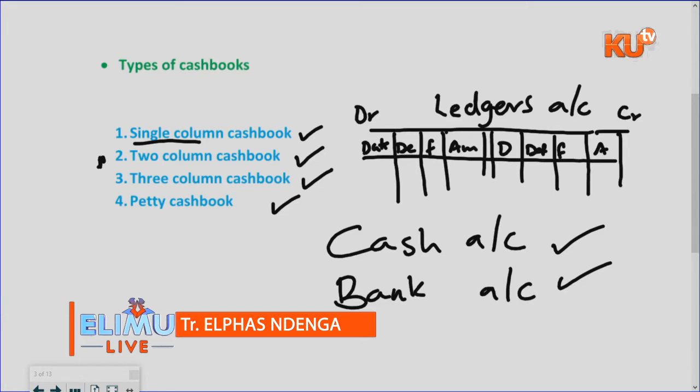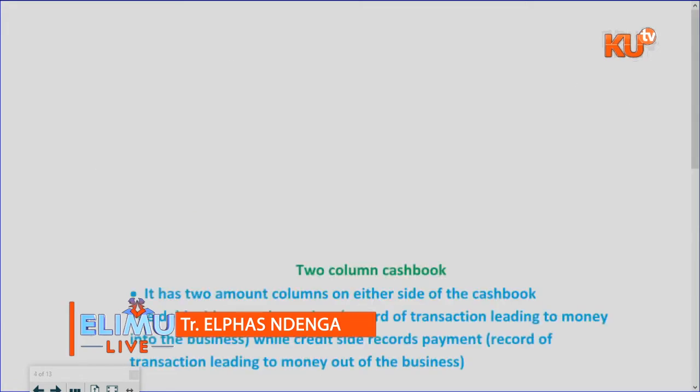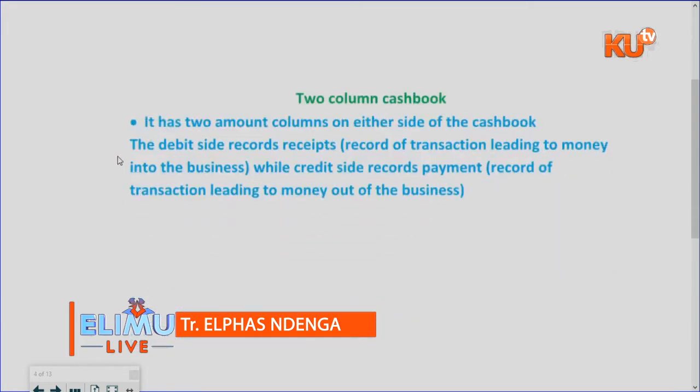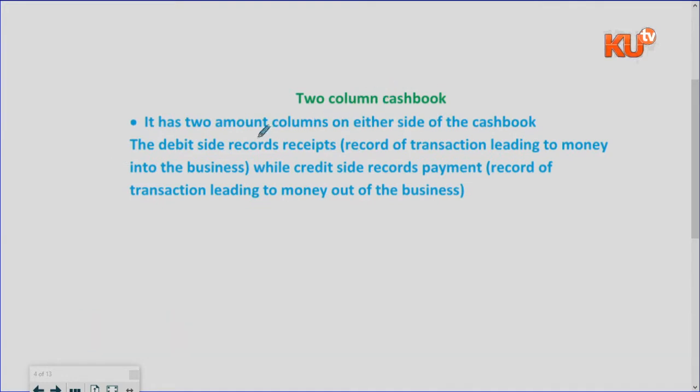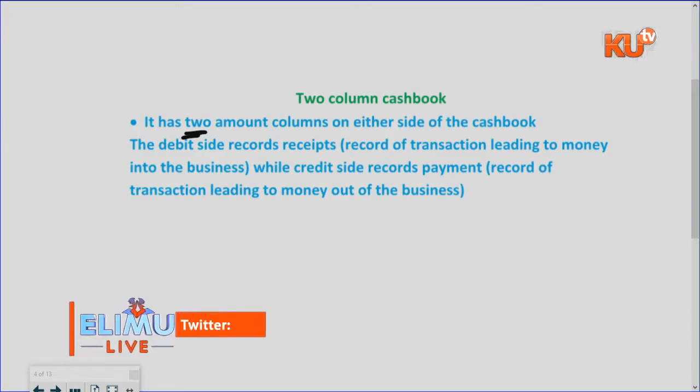So let's move further and see what is in the two-column cash book. We are saying that the two-column cash book has two amount columns on either side of the cash book. And then we are saying the debit side records receipts, while the credit side records payments.